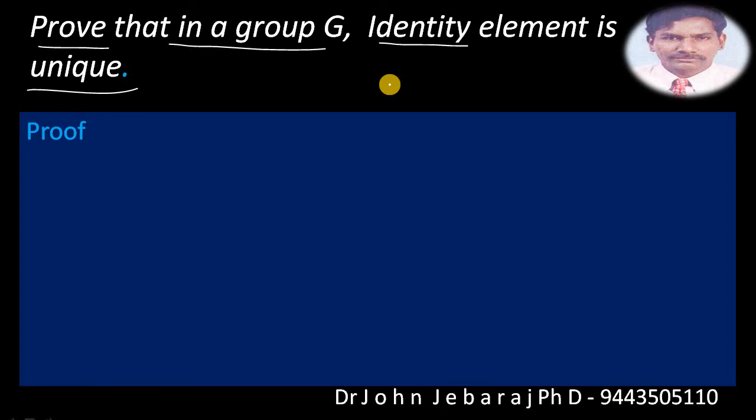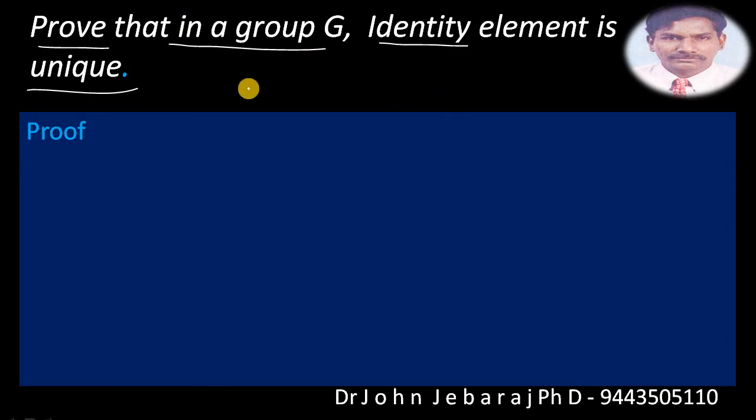Identity element is unique. That's what we have to prove here. Before proving that, we must recall what a group is. A group is a set with a binary operation satisfying the associative property, existence of inverse, and existence of identity. There should exist only one identity, but each and every element should have an inverse. Identity is only one, not more than one, in any group. So that's what we have to prove here.